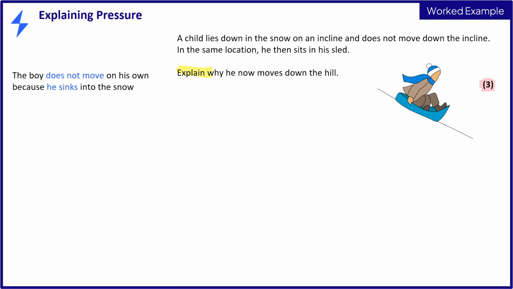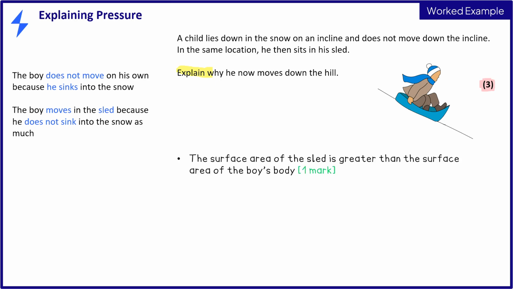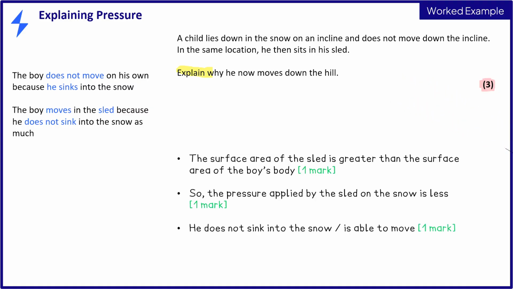The boy does not move lying down because he sinks into the snow. He moves in the sled because he sinks only a little bit into the snow. The surface area of the sled is greater than the surface area of the boy's body for 1 mark. So the pressure applied by the sled on the snow is less for the 2nd mark. He does not sink into the snow or is able to move for the 3rd mark.